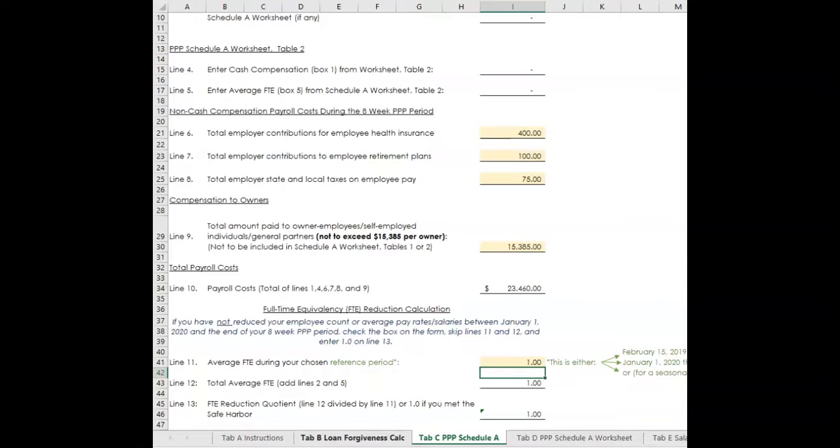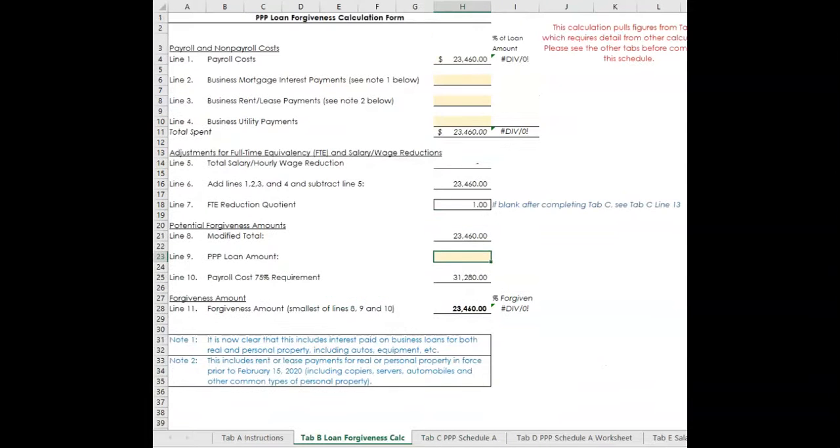We now finish off with tab B. This employer received a $30,833 PPP loan based on 2019 payroll costs, so we will record that on line 9. The employer paid $6,500 in office rent during the covered period and paid $750 for the office phone and internet. Because more than 75% of the loan amount was spent on payroll costs, we see that the entire $30,710 is to be forgiven.